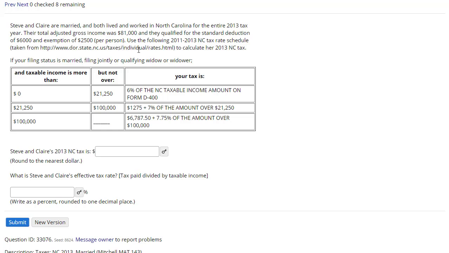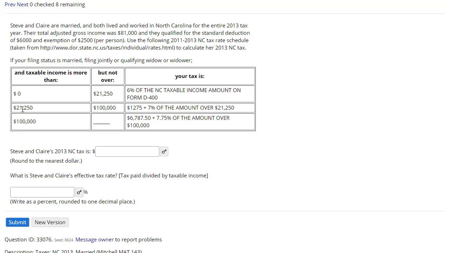We want to use this schedule to find how much tax they owe. Now notice, we are not told that this is the taxable income. This is the adjusted gross income. The taxable income is what happens when we take this amount and subtract these deductions and exemptions. Now, what's nice about this particular question is the table does a lot of the work for us, because it says here, if the taxable income is more than this value but not over this value, so from 0 to 21,250, it's 6% of the taxable income.